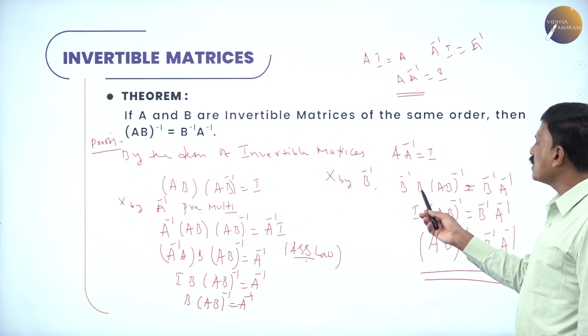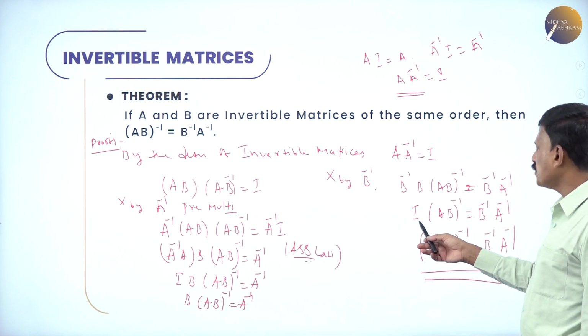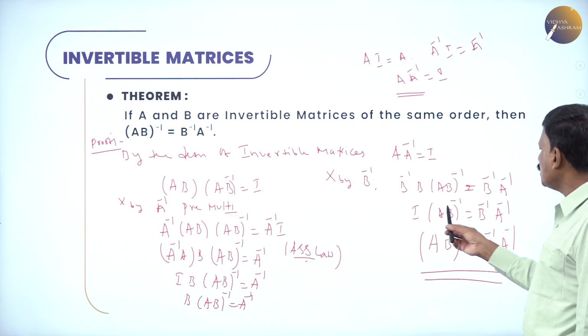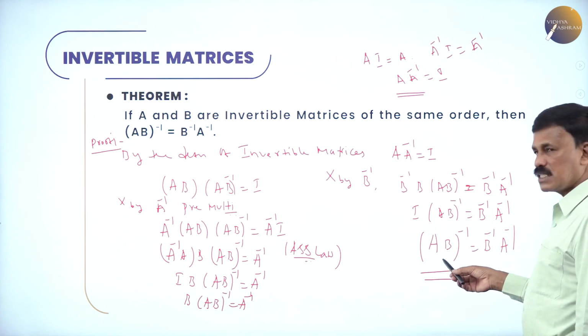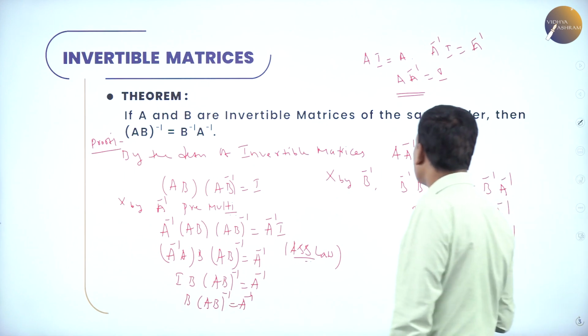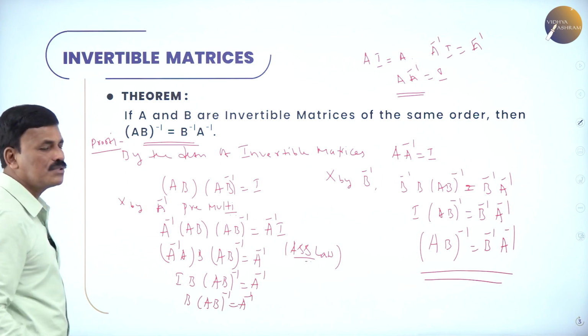Since B inverse into B is equal to I, by the inverse property, I into AB inverse is equal to B inverse A inverse. I into AB inverse is nothing but AB inverse, which is equal to B inverse into A inverse. So therefore, AB whole inverse is equal to B inverse into A inverse.